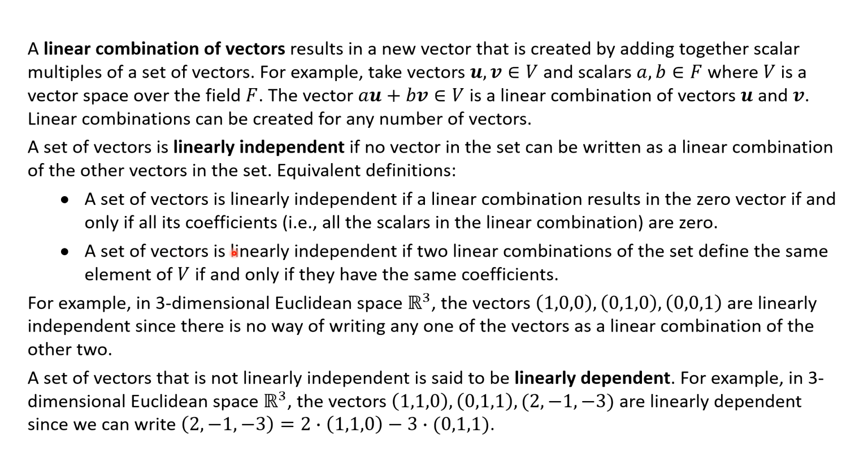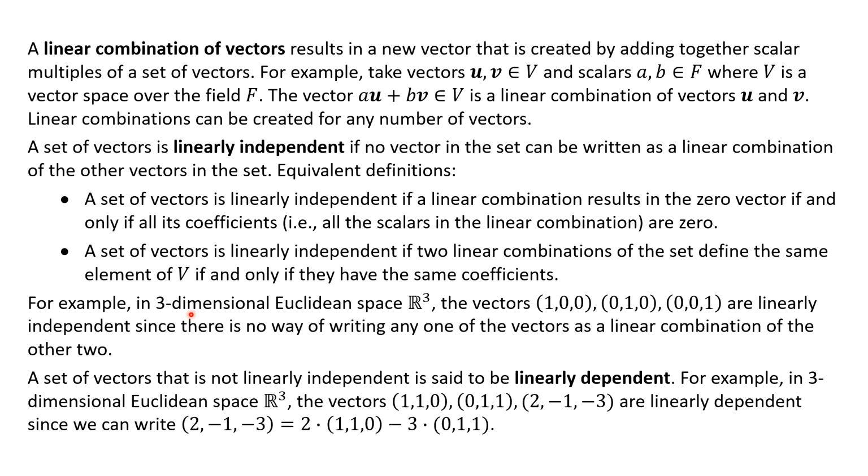A set of vectors is linearly independent if two linear combinations of the set define the same element of V if and only if they have the same coefficients. So you can prove any one of these from the other. I won't do that here, but these are all equivalent. The definition I gave up here as well as these two.